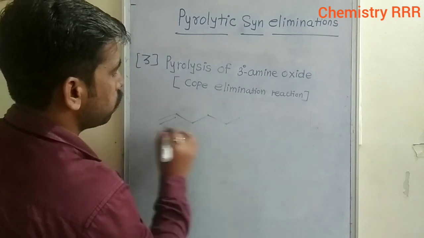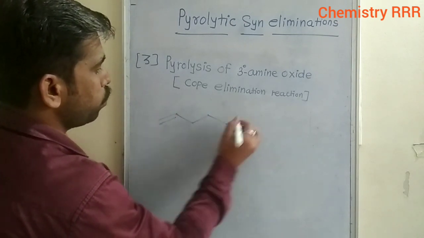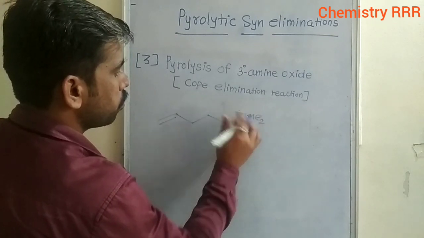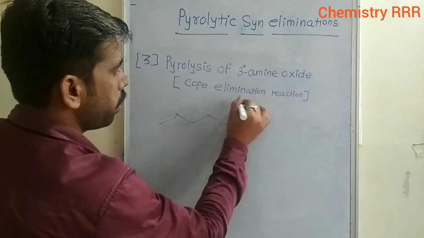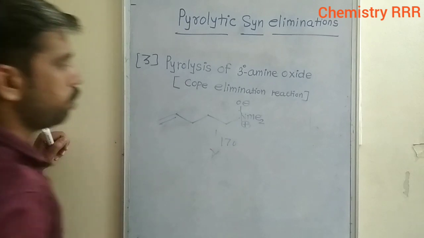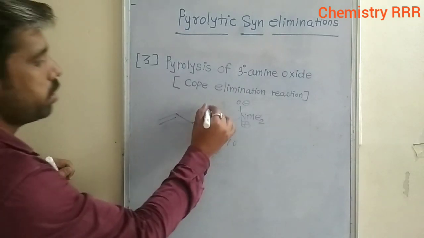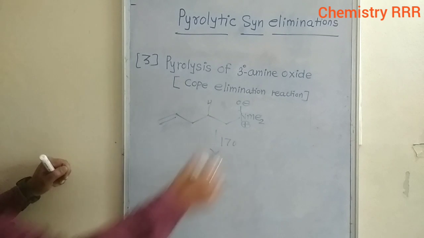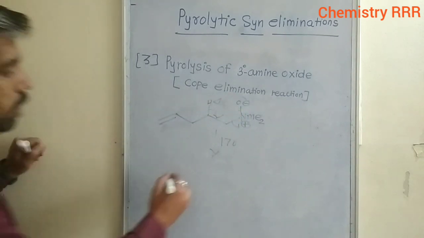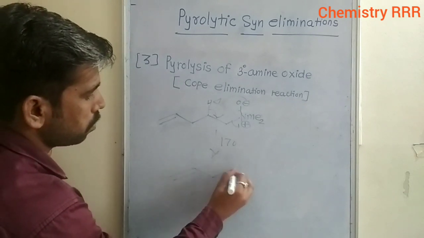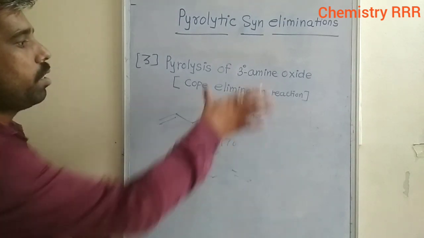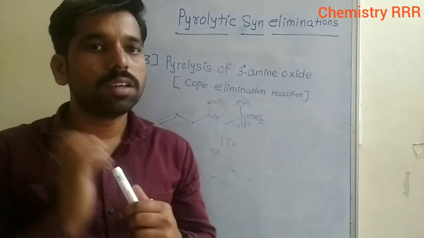One, two, three, four, five. Okay. NMe2 positive and O minus, and condition is 170 degree temperature. Okay. In this also there is a syn elimination reaction through 5-member transition state. This group is eliminated and we get the product like this. This is all about the pyrolysis of the tertiary amine oxide, that is a syn elimination reaction.